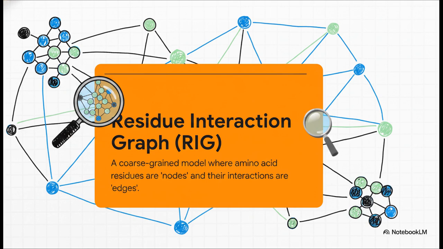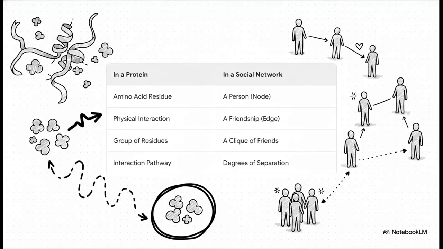That's their friendship. And this slide just lays it all out, doesn't it? The analogy holds up so well. An amino acid residue, that's a person, our node. A physical interaction between two of them, that's a friendship, our edge. A little group of residues all clustered together, well, that's just a clique of friends. And the way information travels through the protein, that's exactly like degrees of separation between people. It's a fantastic way to think about it.